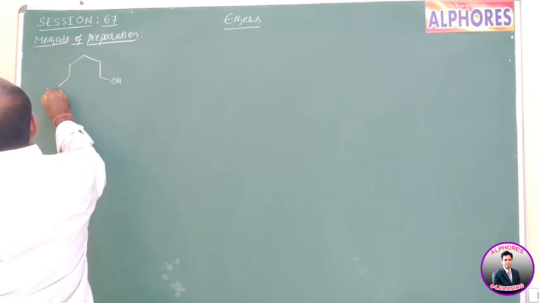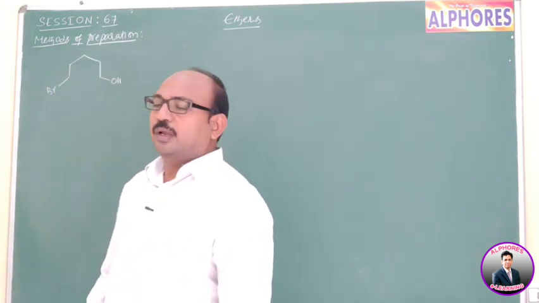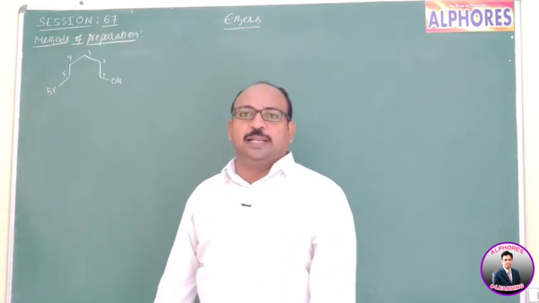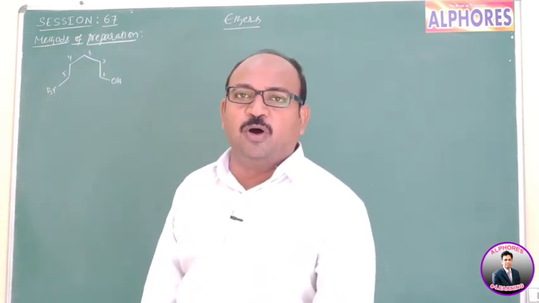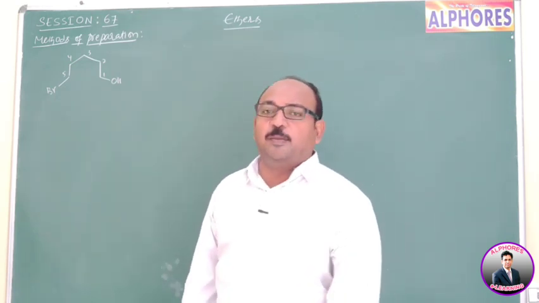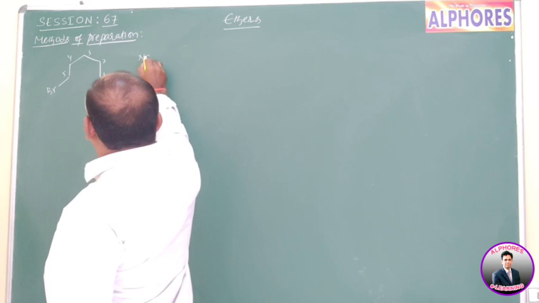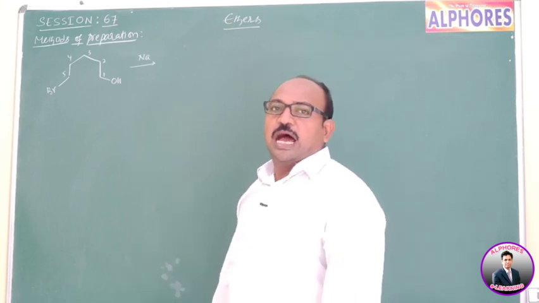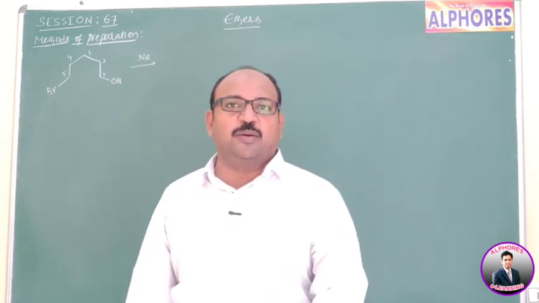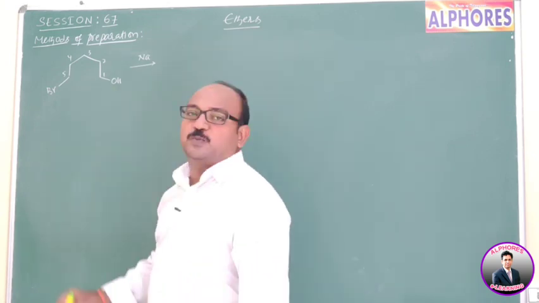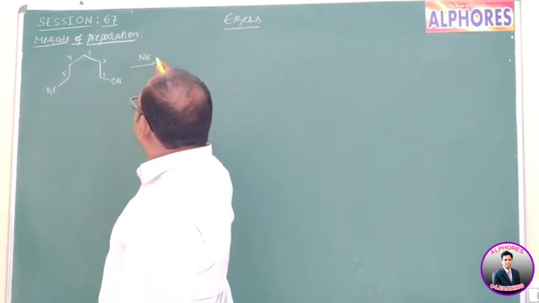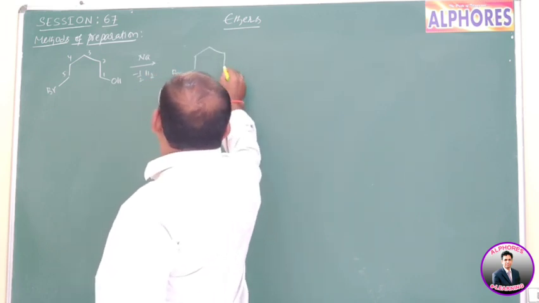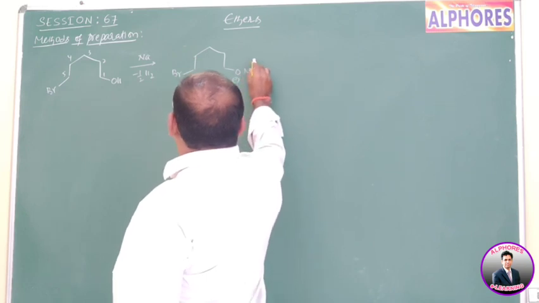This terminal is with OH and this terminal is Br. Means 1, 2, 3, 4, 5: 5-bromopentan-1-ol. This compound, upon reaction with sodium metal, as we know alcohols show acidic properties. Upon reaction with active metals like sodium or potassium, the hydrogen gets displaced by sodium metal, so we get half H2. Resultant, we write Br here, O minus and Na plus.